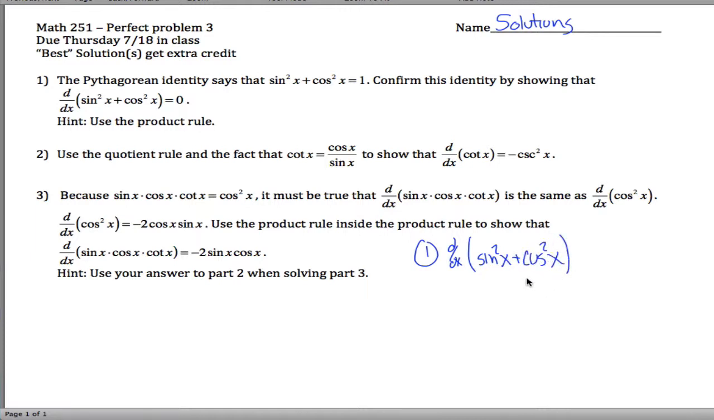There's a few different ways to do this, but since we don't know the chain rule at this point, we're kind of forced to use our product rule. So in order to use the product rule, we have to rewrite these as products. We have to think about this as the derivative of sine of x times sine of x instead of sine squared of x, plus cosine of x times cosine of x. So now we're being asked to find the derivative of the sum of things. We know that's just the sum of the two derivatives.